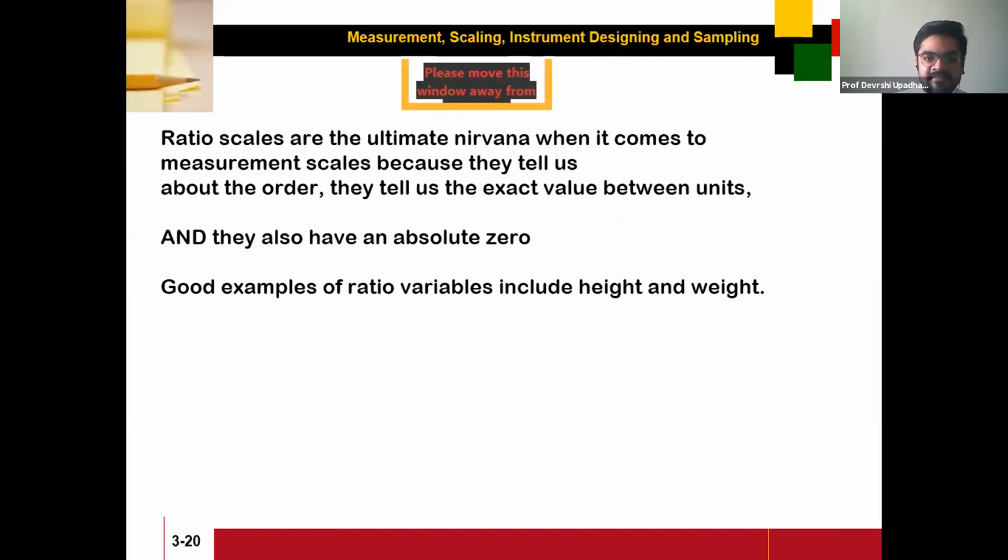They also have the absolute zero. A good example of ratio variables includes height and weight. That means ultimately you are just counting from zero. If the height of one person is, let's say, 170 centimeters, you have calculated that 170 centimeters from zero. Weight is also a ratio, because it has the impact of the zero.